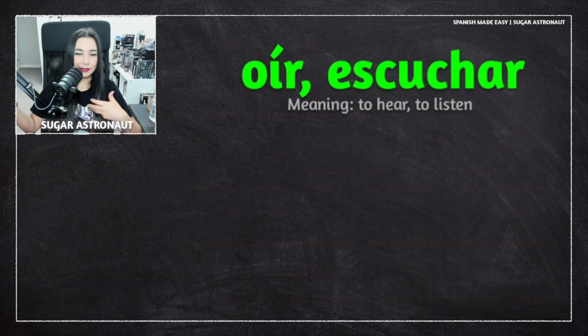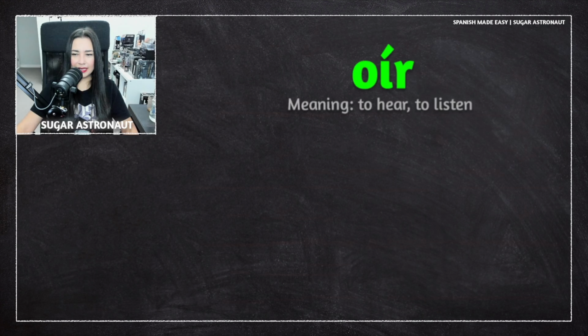If you're wondering what's the difference, well, there isn't much difference or too many differences. So oír, escuchar, they both mean to hear and to listen. I believe escuchar has a more regular conjugation. I'm just gonna double check that. Yeah, so that's a big difference. Escuchar is a regular verb and oír is an irregular verb. Okay, so there's a difference for sure. So let's look at some examples using this verb.